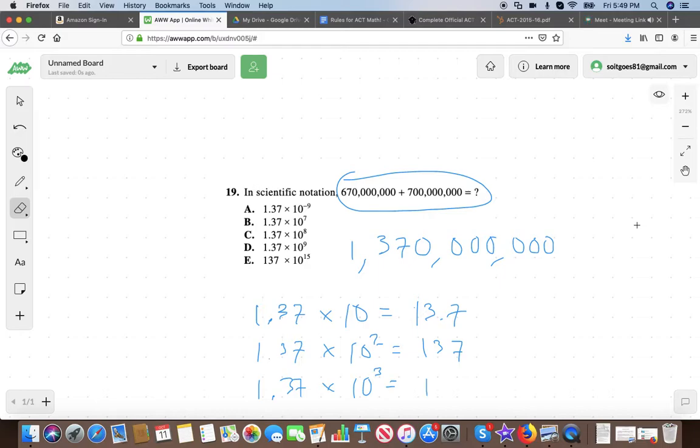That's 1,370. So basically what you do is you take the number of zeros and then move the decimal place over for the number of zeros. Does that make sense? And the same thing here. We've got 2 zeros, so this is 10 to the power of 2, or 100, so move it over twice. 3 zeros, move it over 3 times. Does that make sense? Okay.